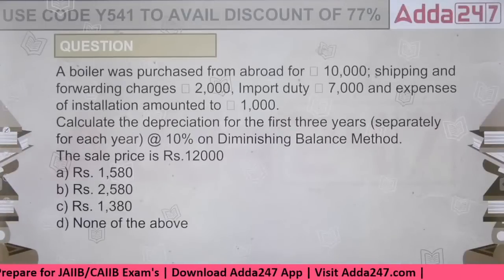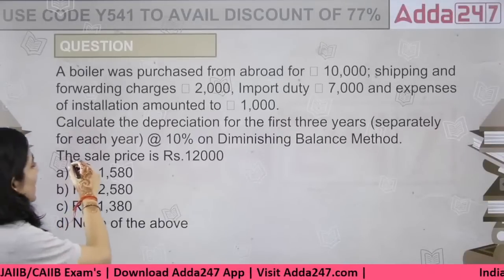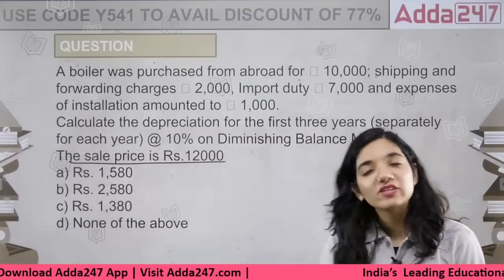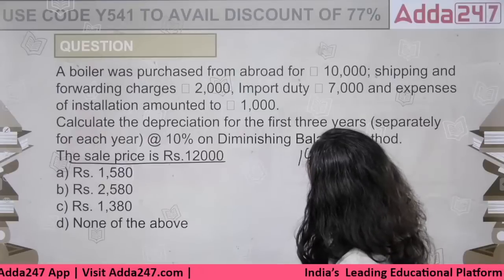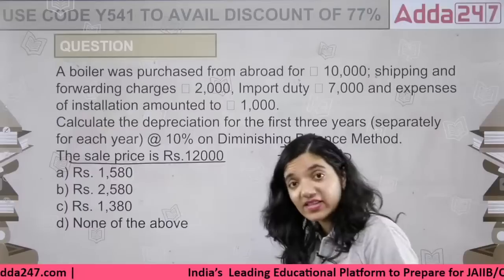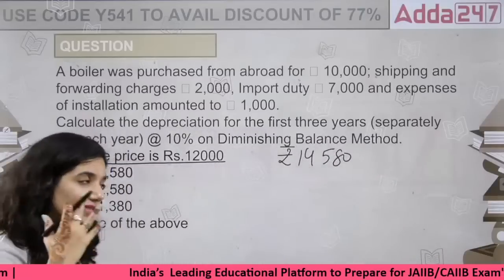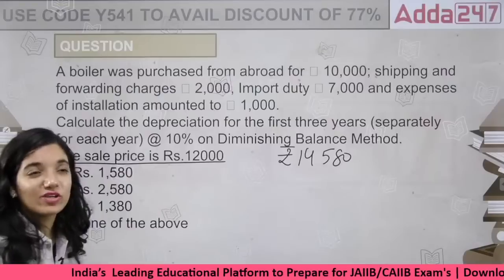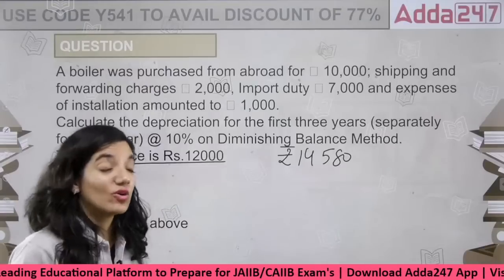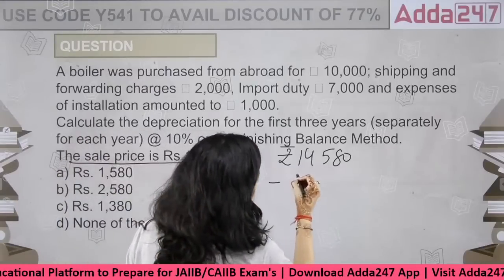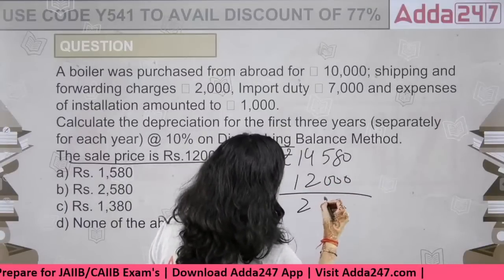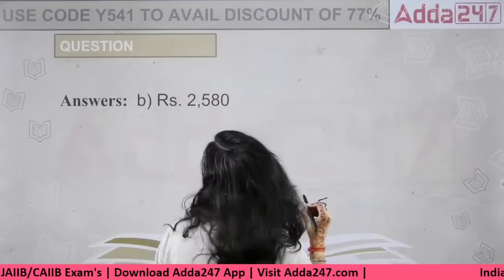The next question says, what if the sale price is 12,000? Now we are selling it for 12,000. What was the closing value we had? The closing value was 14,580 after the end of the third year, and that is the point when we are selling that particular machinery for 12,000. What I can see here is they are facing a loss. What is the amount of loss? If the book value is 14,580, reduce that 12,000 from here, the value will come out to be 2,580.